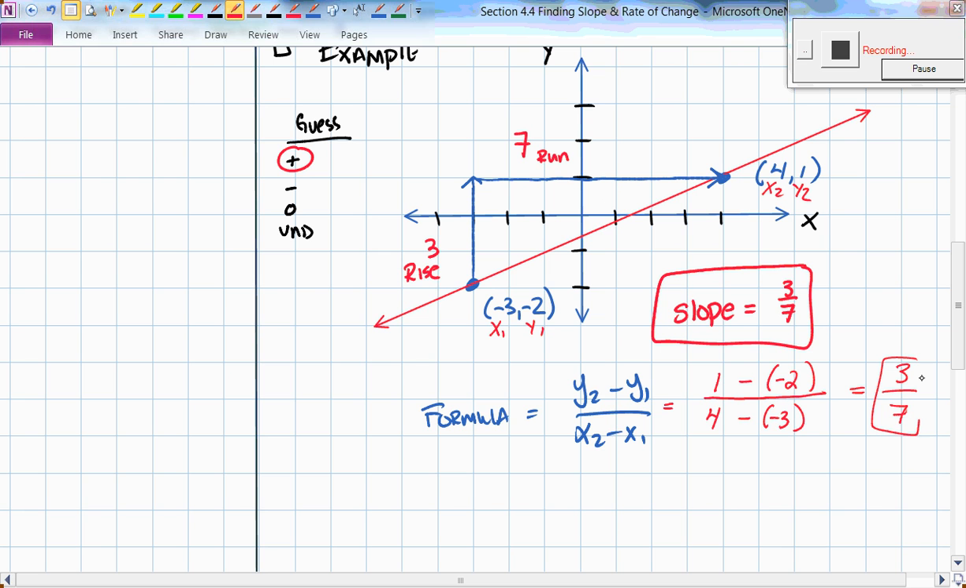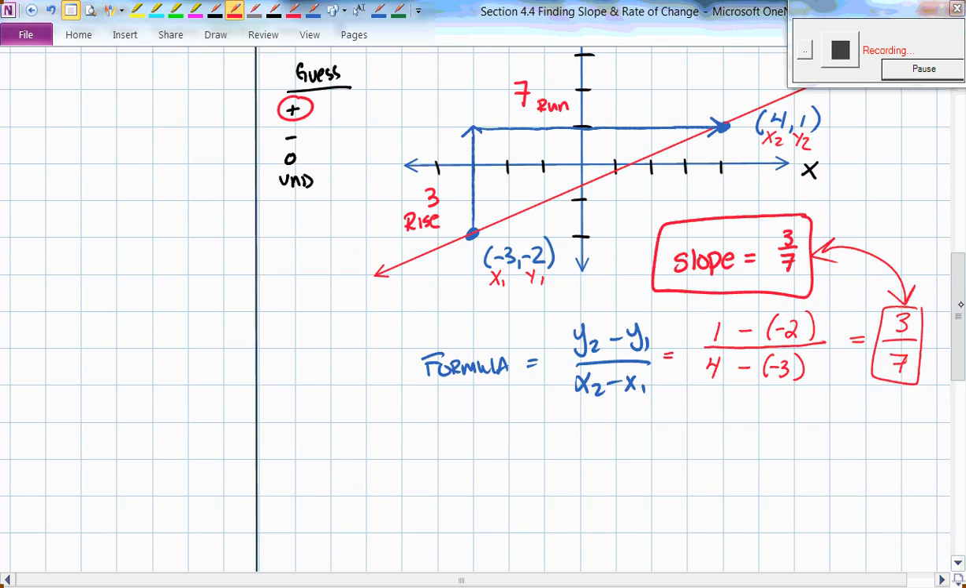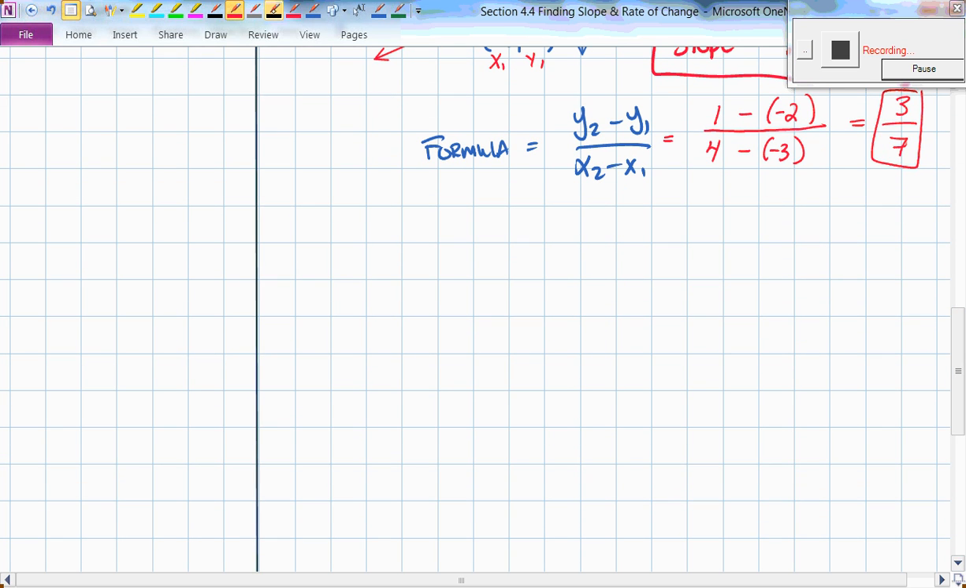Oh my goodness. Whether you do it by the formula way or whether you do it by the rise over run graphing way, you get 3 sevenths. Which one do you guys like better? The actual picture? Yeah? Okay, cool. I'm with you. Okay, let's try this one.